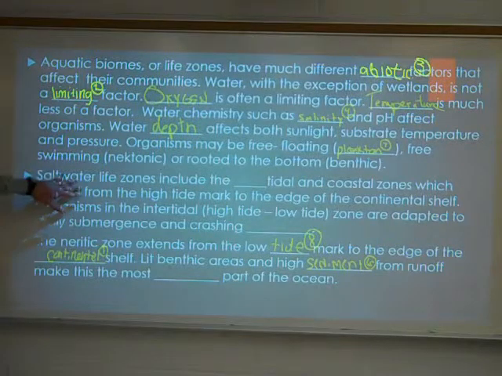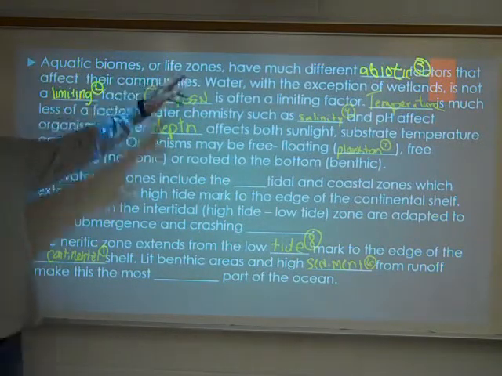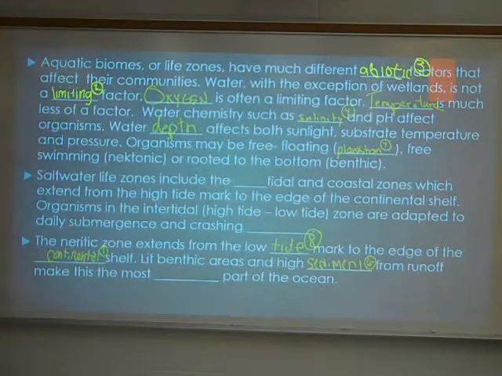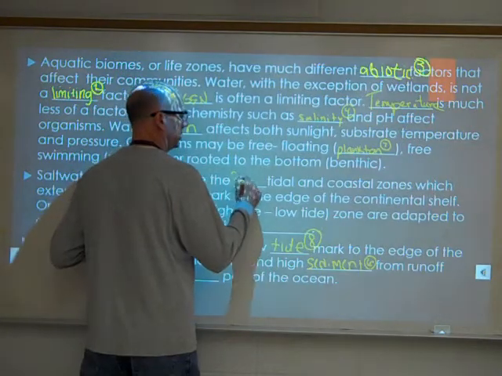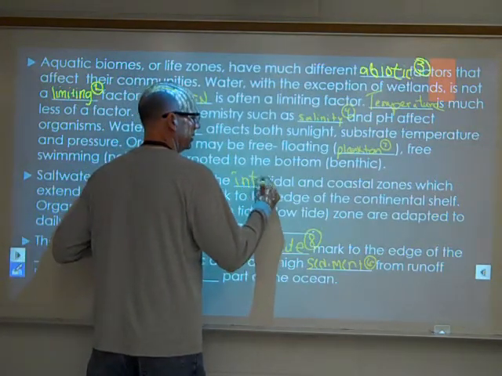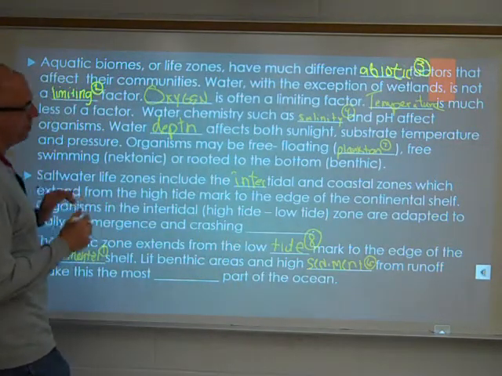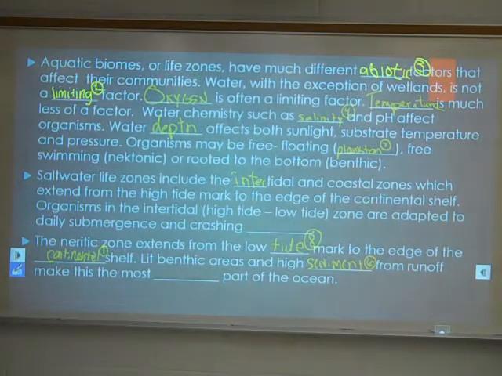Saltwater life zones. Now, instead of biomes, they like to use the term life zones. If we start from the shore going out, you first hit the intertidal zone. That's the area between the high water mark and the low water mark, high tide and low tide.